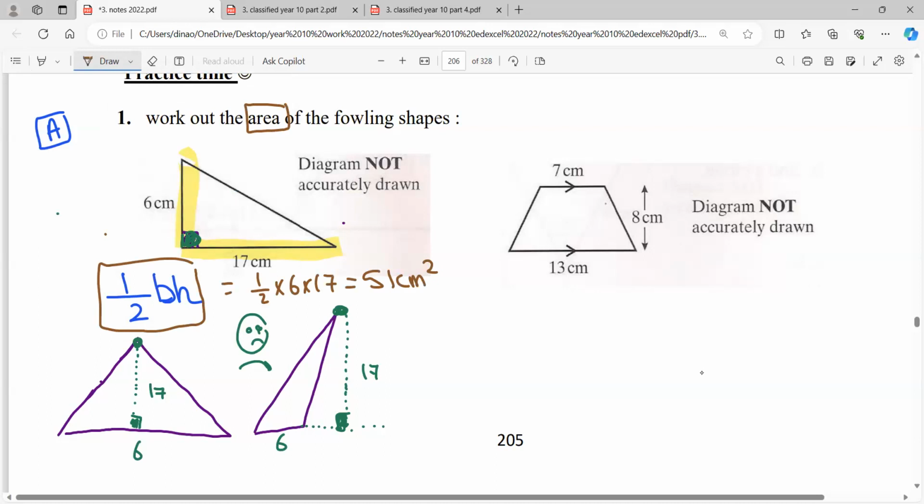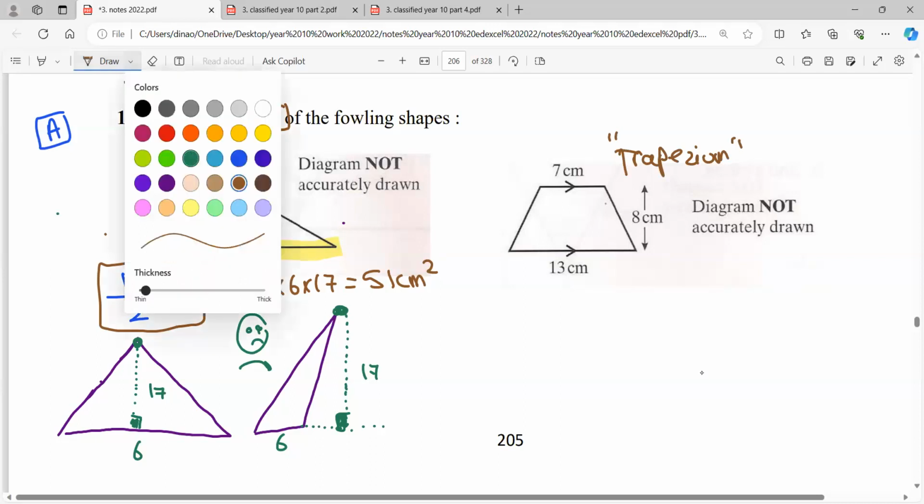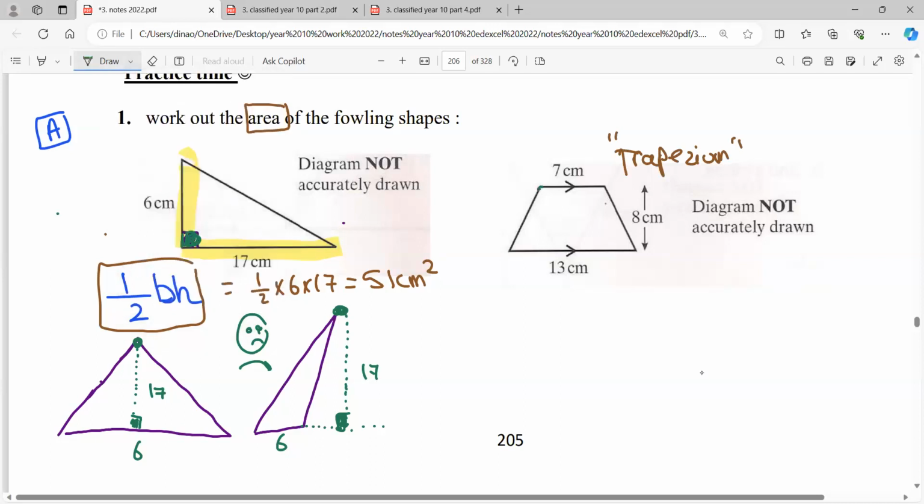Now, as for the trapezium, this shape over here is a trapezium. A trapezium is a quadrilateral in which only two sides are parallel, as you can see, and they're not equal in length. Now, where is the height again? The height is the perpendicular distance between the bases.